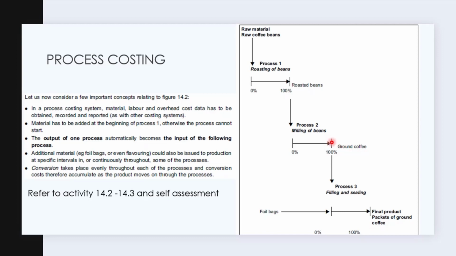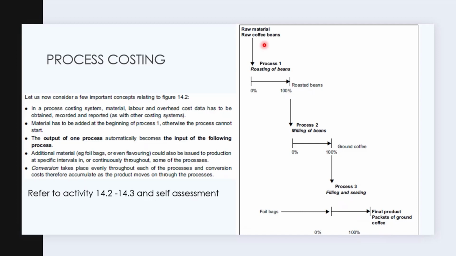After getting your ground coffee, you get to process 3, where you're filling and sealing up your packaged ground coffee. So on process 3, you will have your foil bags ready, and your ground coffee becomes part of your input. You fill them up into this foil bag. Then at the final, you've got your product that is packaged and ready to be sold.